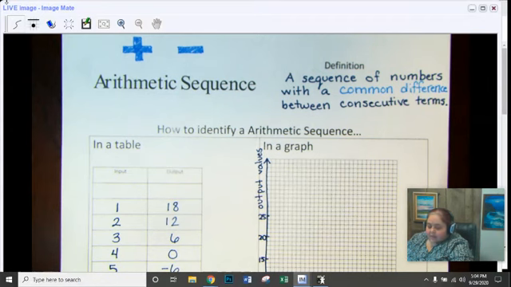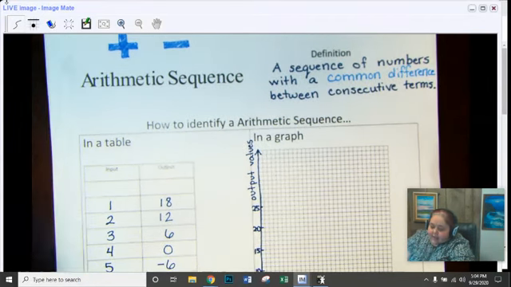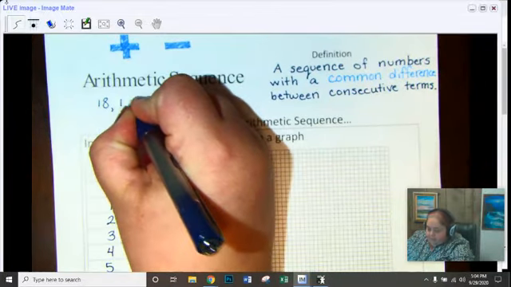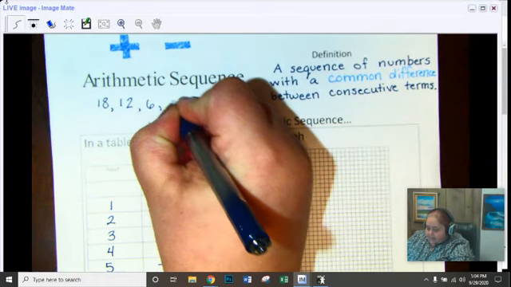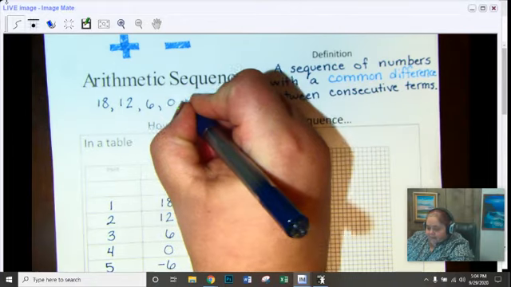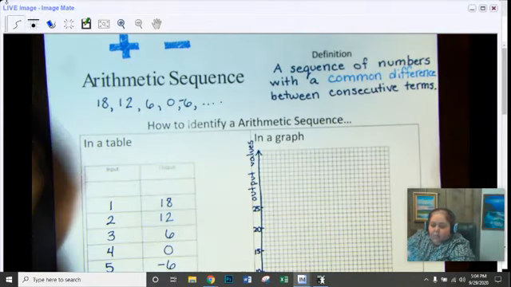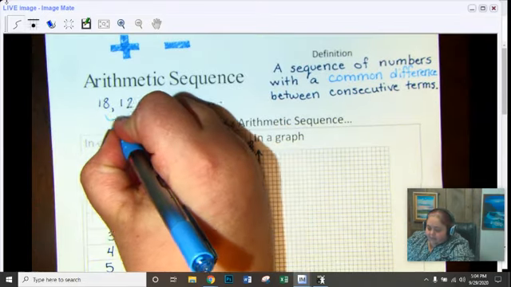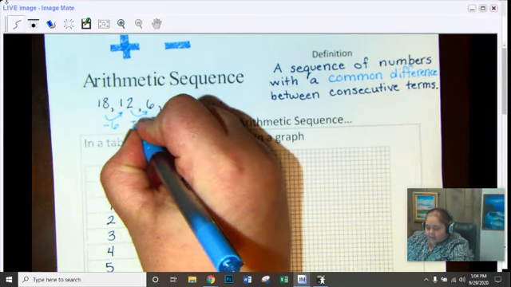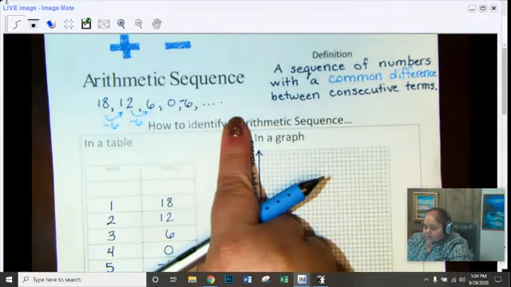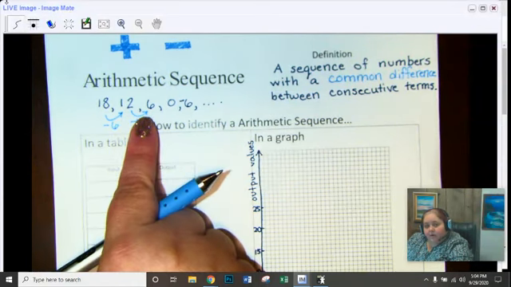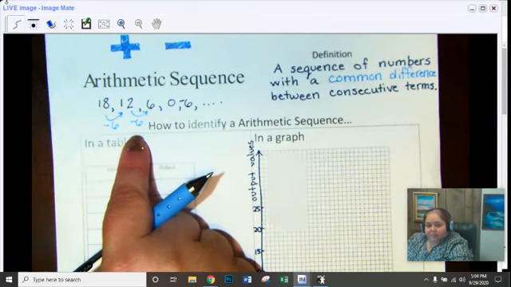So you can identify an arithmetic sequence, it's usually like a list of numbers. So if we went 18, 12, 6, 0, and -6 is what that one would be, we can see that there's a common difference between these, that we're going down 6 each time. So it's a sequence of numbers with a common difference between consecutive terms, like one term after another, it goes down by 6 each time.